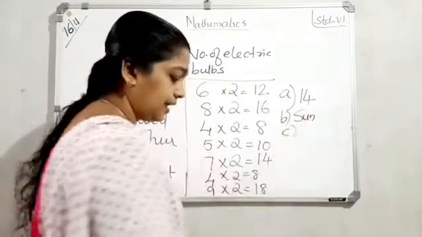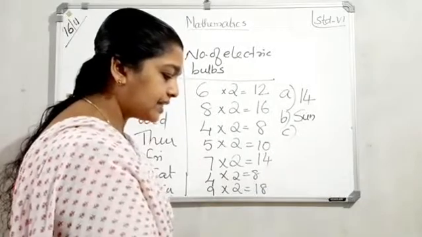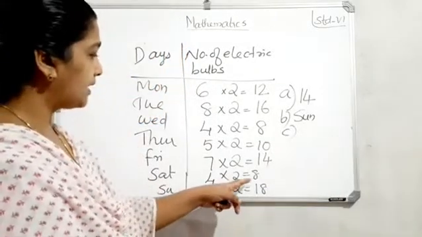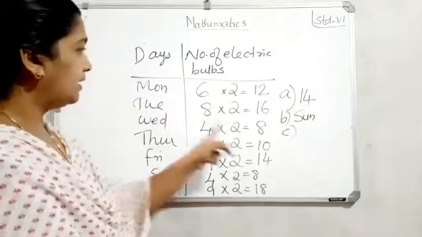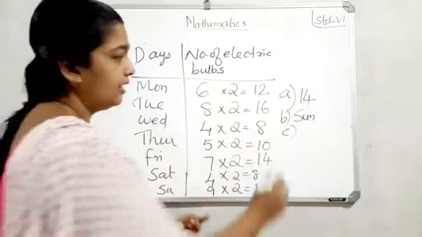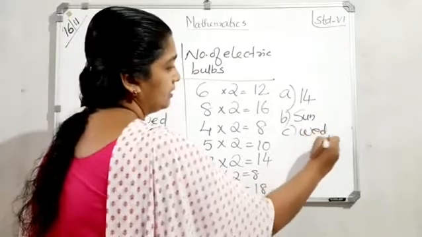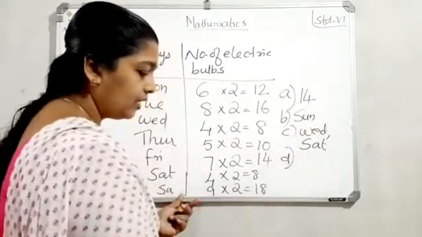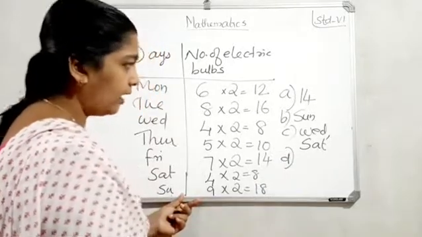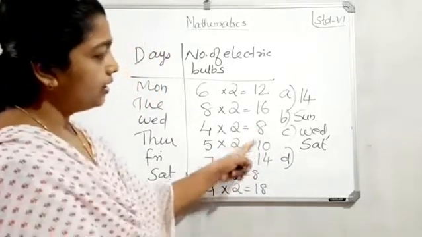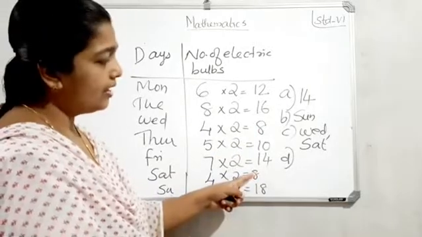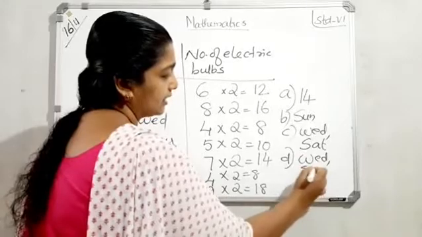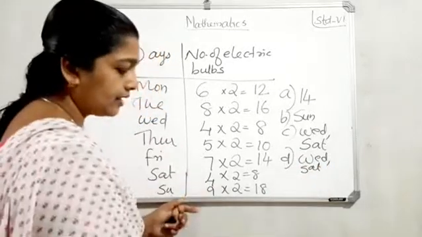Then question number C. On which days the same number of bulbs were sold? Same number. Say the answer. Saturday and Wednesday. Clear? Yes, Wednesday and Saturday. And question number D. On which days were the minimum number of bulbs sold? 8 is the minimum. That is the answer. Wednesday and Saturday.